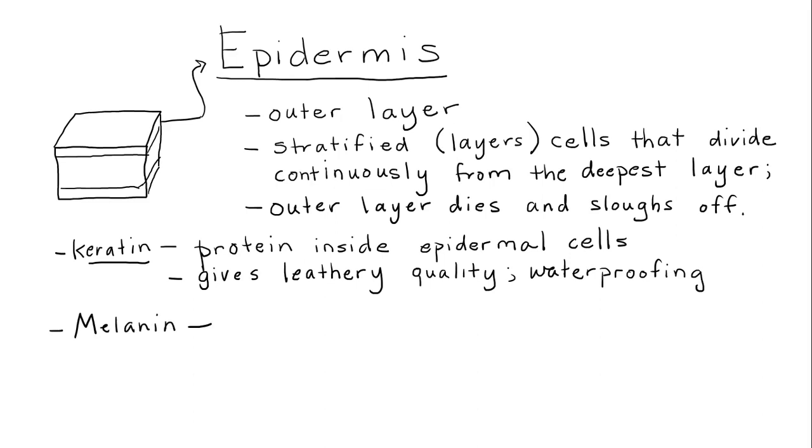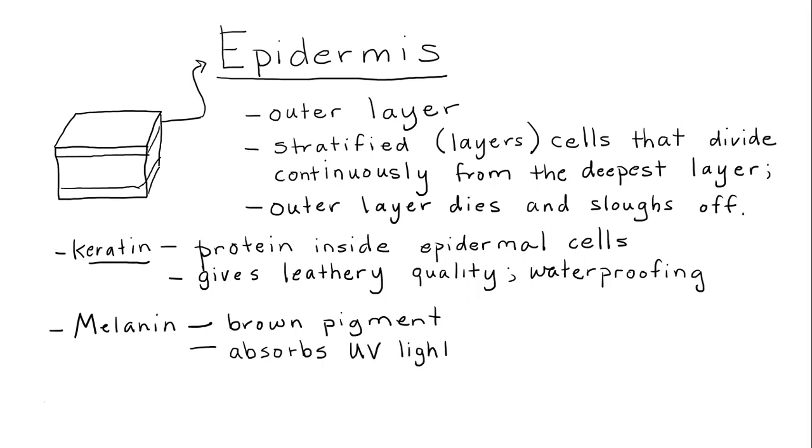Another molecule that you have in the skin is called melanin. This is a brown pigment. We all have this brown pigment in our skin, but some of us have more of the brown pigment than others. This is a protective pigment, and it is protective because it absorbs UV light and protects skin against skin cancer. And so the more melanin a person has, the more protected they are against skin cancer.